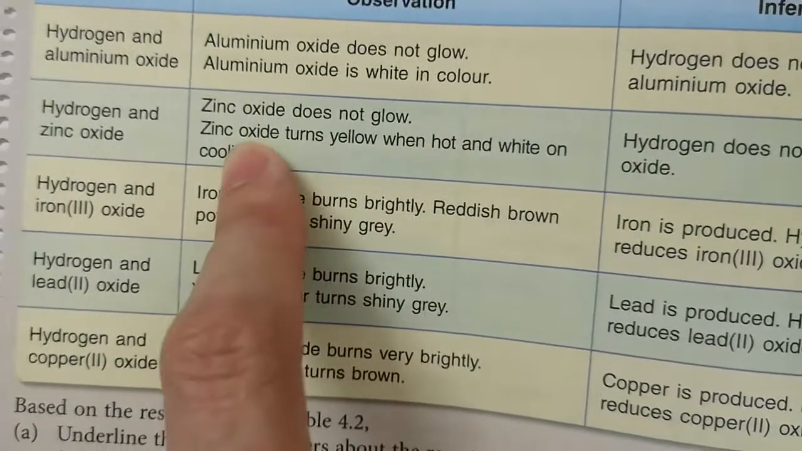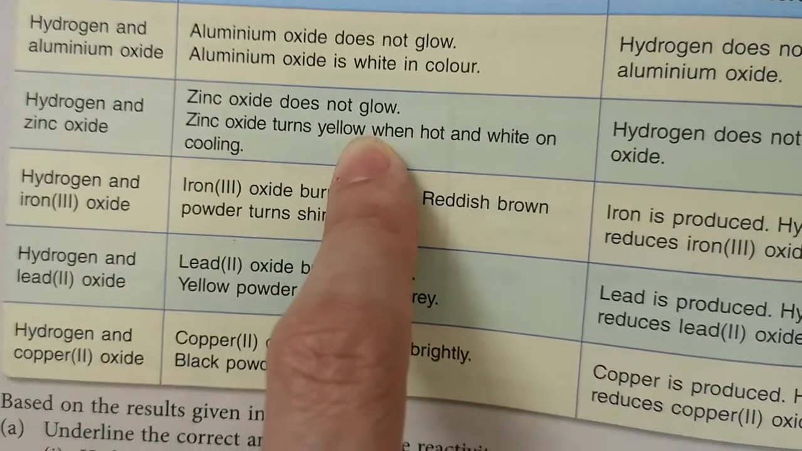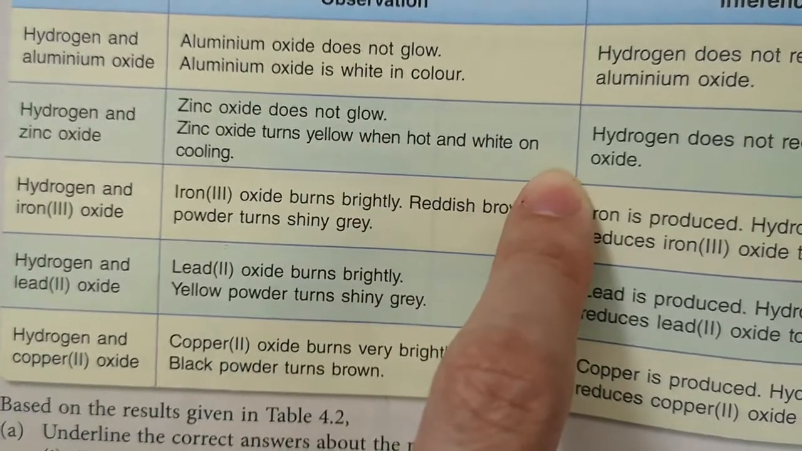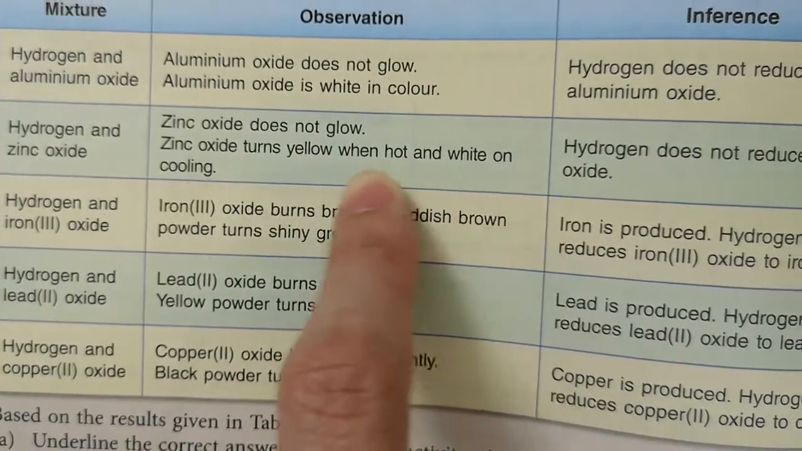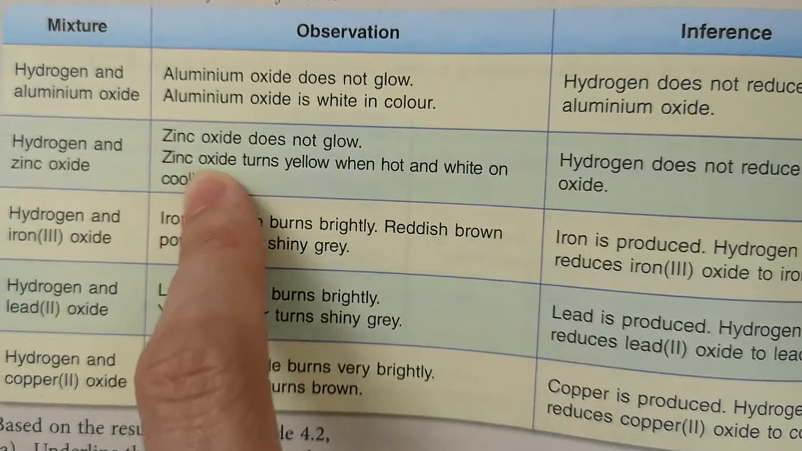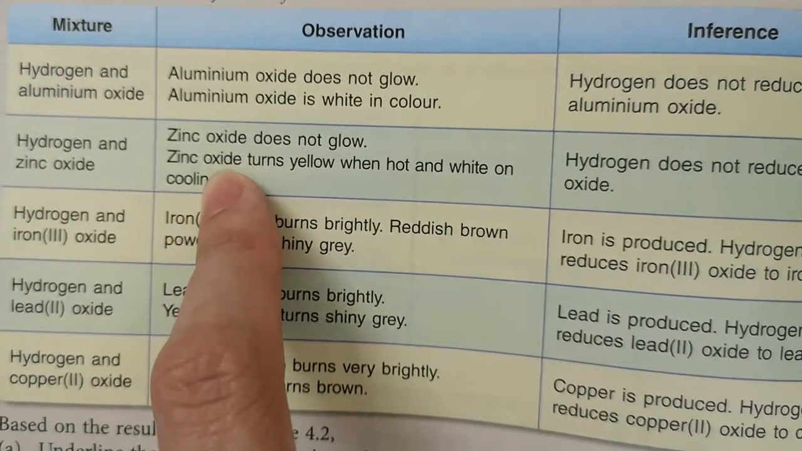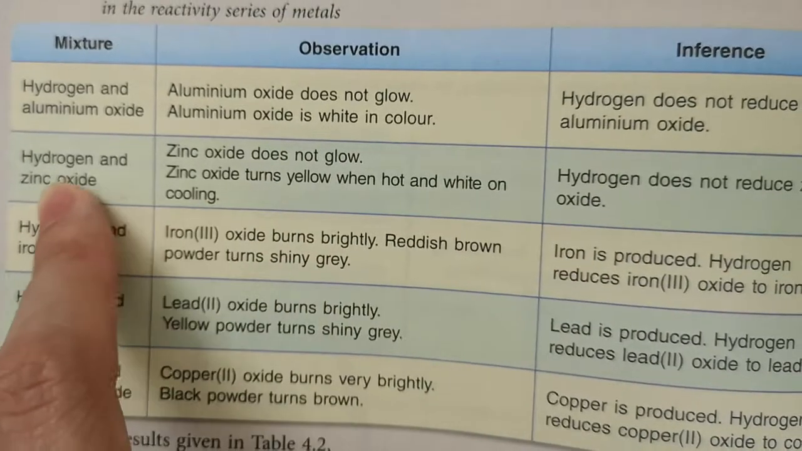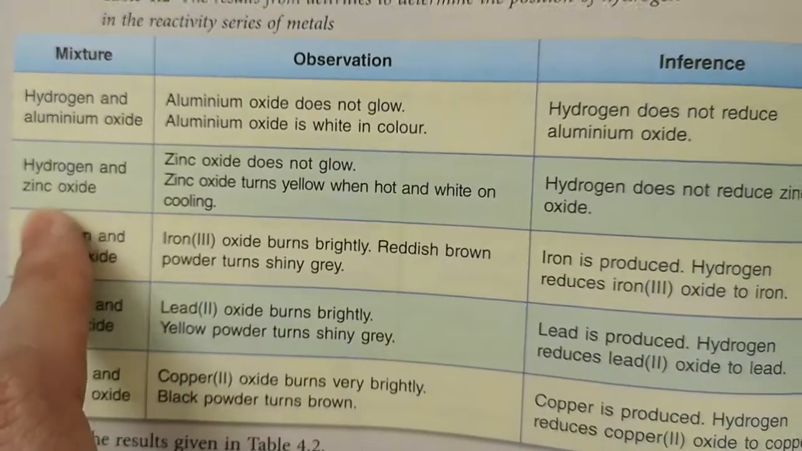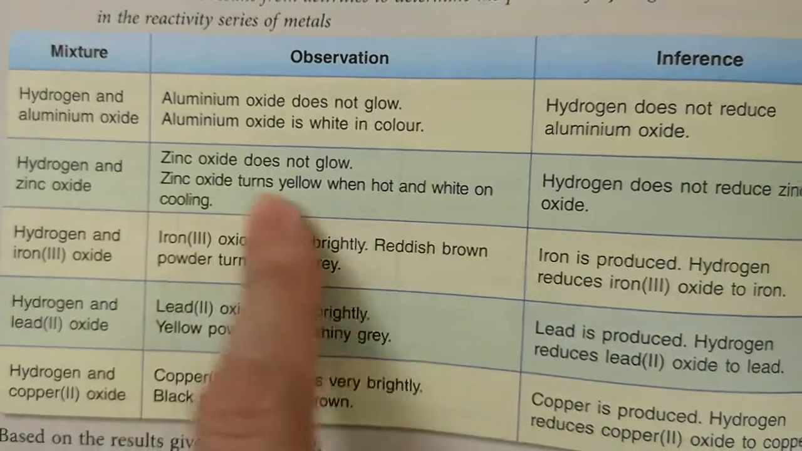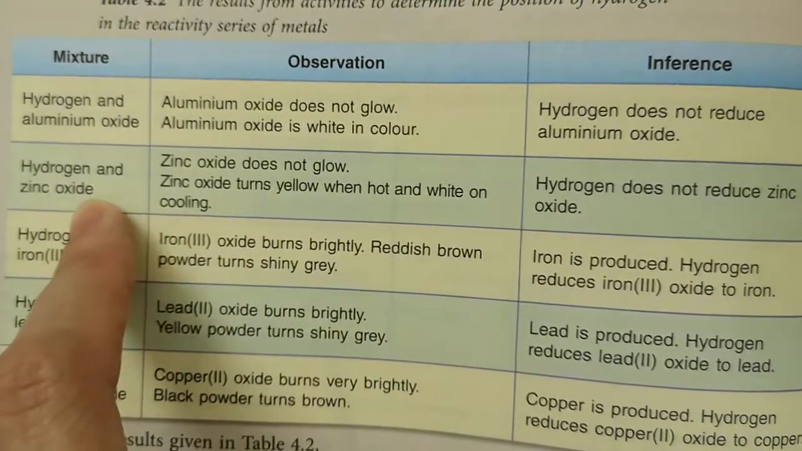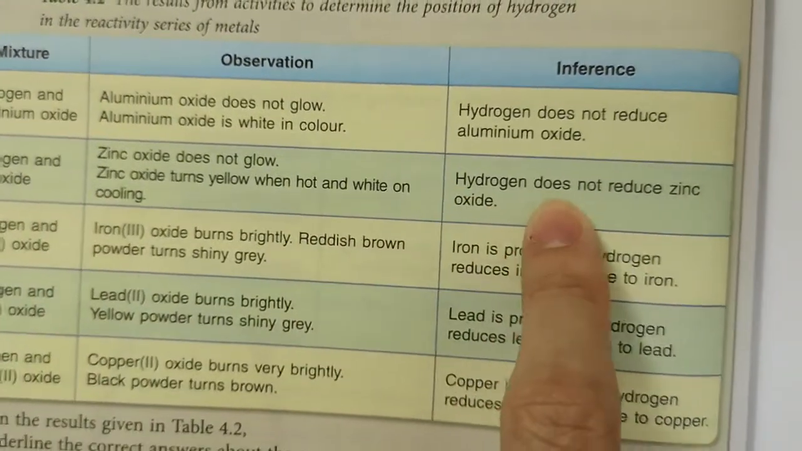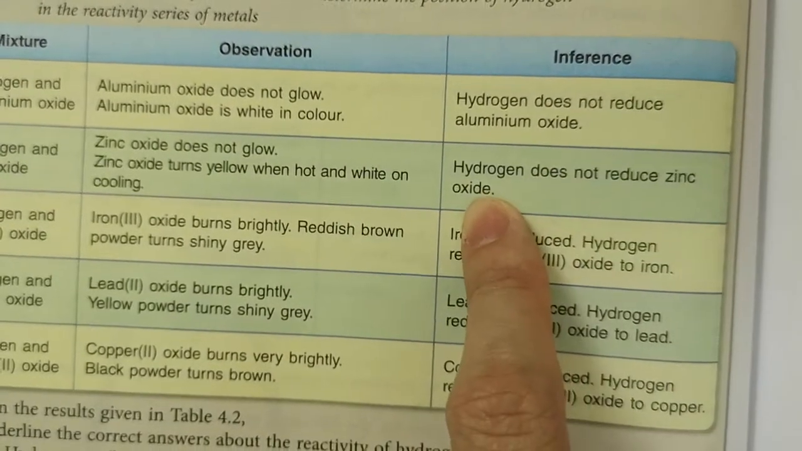But when it's hot, the zinc oxide is yellow in color. When it's cold, then zinc oxide is white in color. So that is actually the color of zinc oxide. That observation is the color of zinc oxide, nothing to do with the reaction between hydrogen and zinc oxide, because hydrogen and zinc oxide do not react. So hydrogen does not reduce zinc oxide.